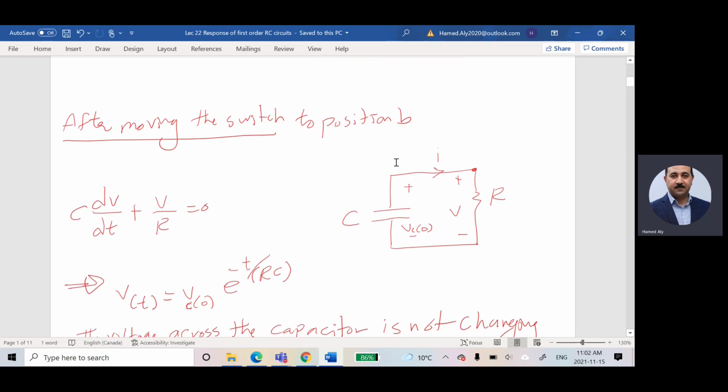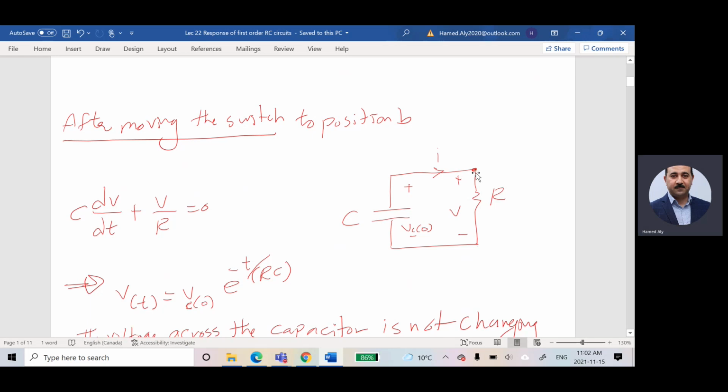For RC circuit, I have a charge across C, which is VC of 0. Now, I have RC circuit, and they are connected in series. My question right now, this circuit is called step response or natural response? It's natural. Why? Because I don't have external voltage source or external current source. What is needed? I would like to find the voltage across R.